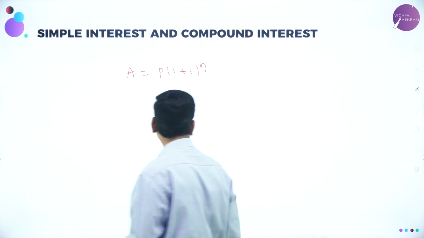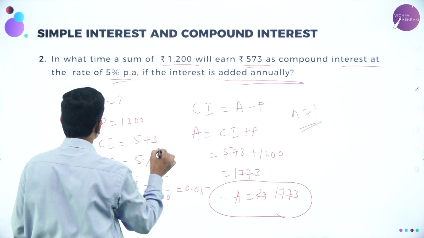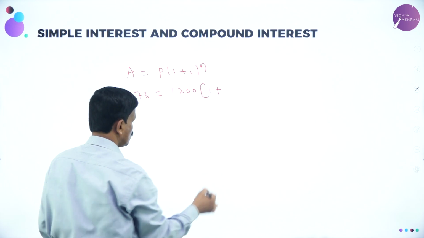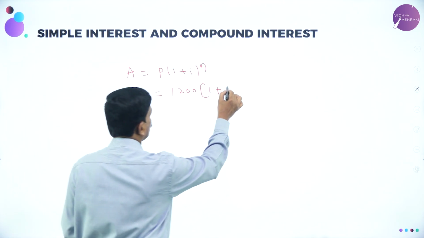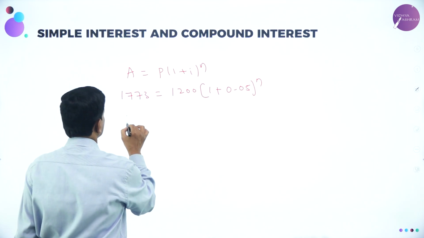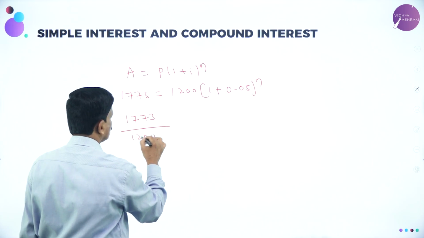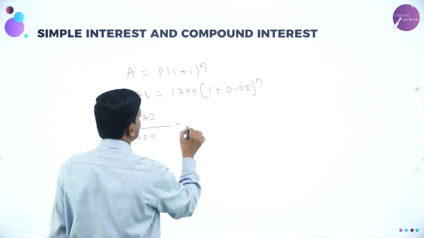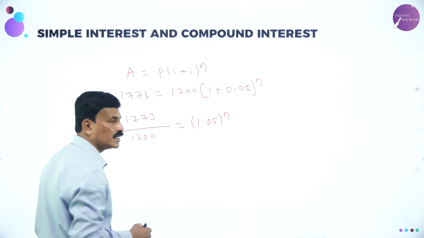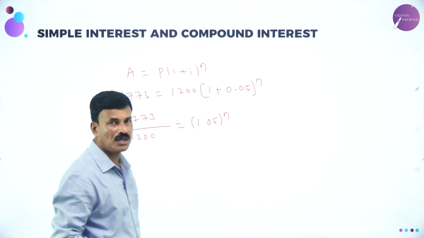Now what is the amount we have? Amount is equal to 1773, which is equal to principal 1200 into (1 plus I). What is I? I is equal to 0.05, all to the power of N. Then 1773, bring 1200 to the denominator, divided by 1200 is equal to 1.05 to the power of N.